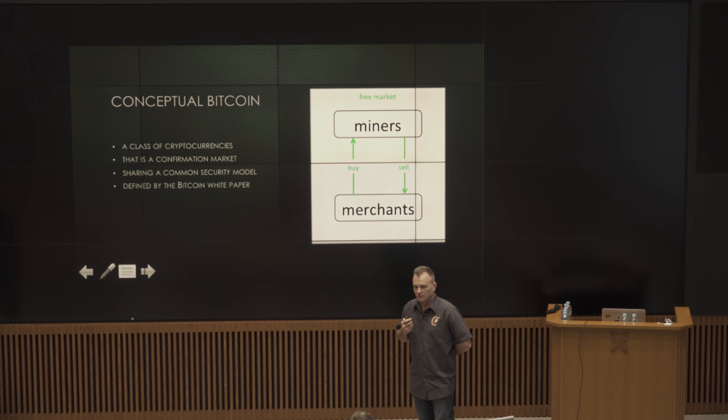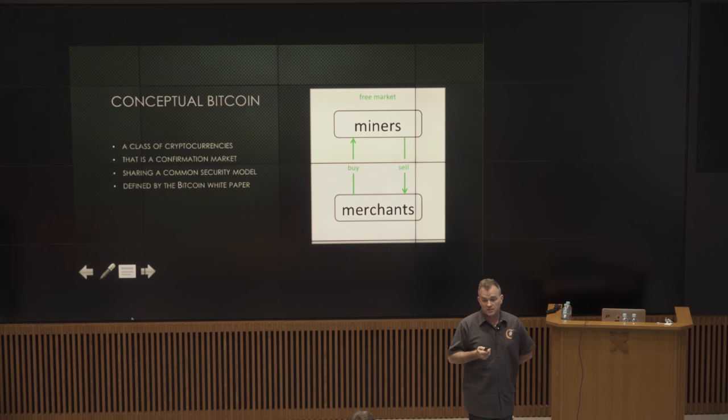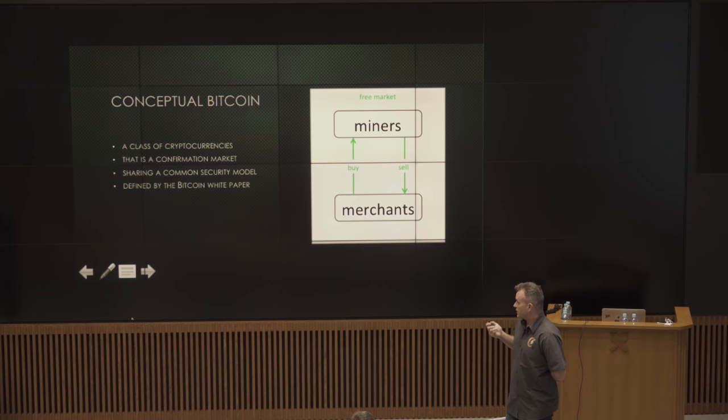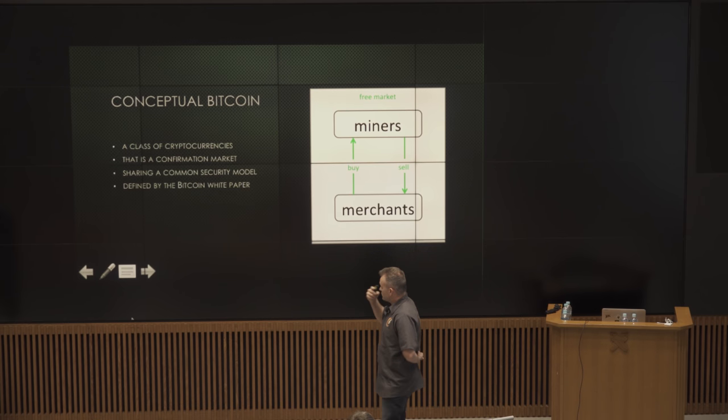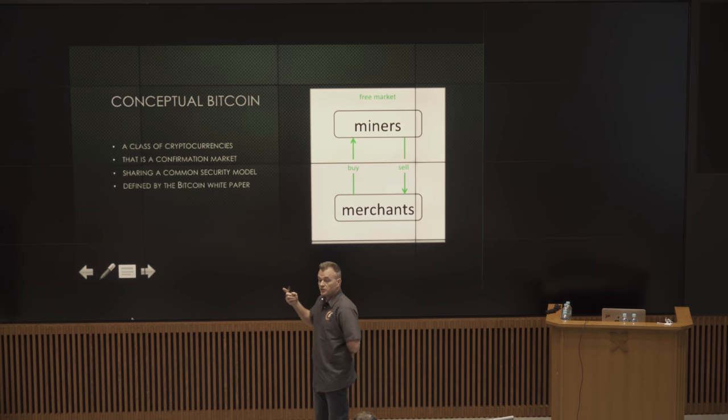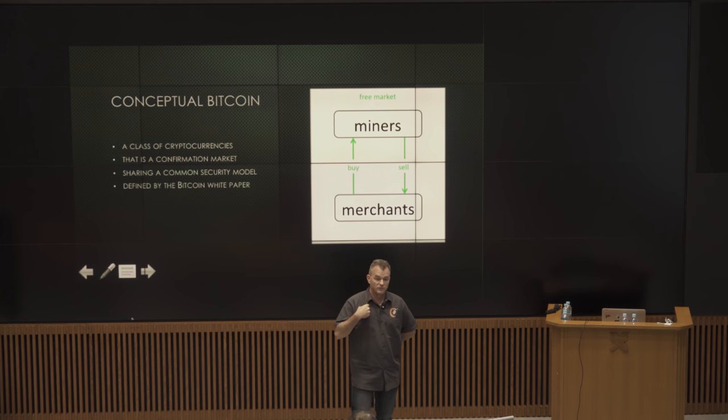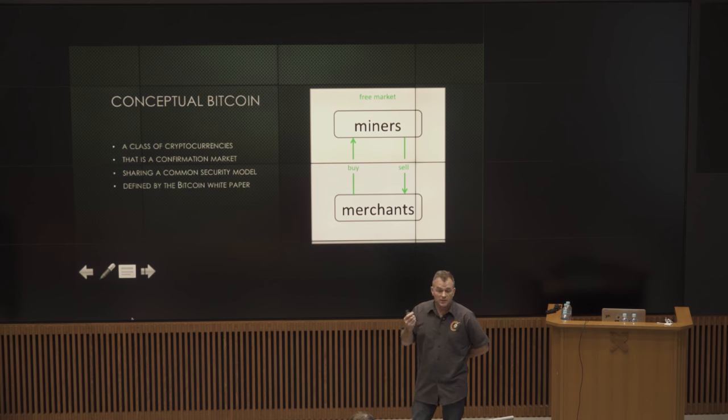Think about the conceptual model. This is what Bitcoin is. It's a market for confirming transactions. And for some reason, it has better characteristics in some ways than other markets for confirming transactions. Okay, so this class of cryptocurrencies shares a common security model, again, by my definition of what we're talking about in terms of Bitcoin. So I would consider Litecoin a Bitcoin, right?